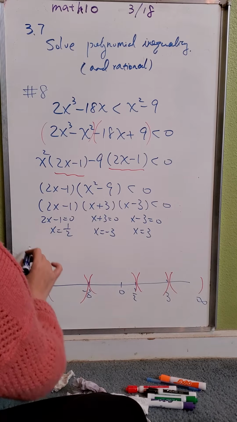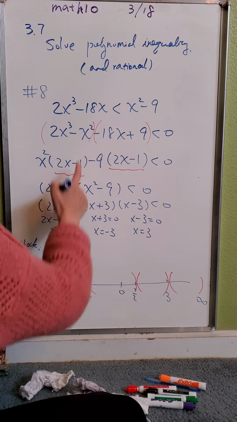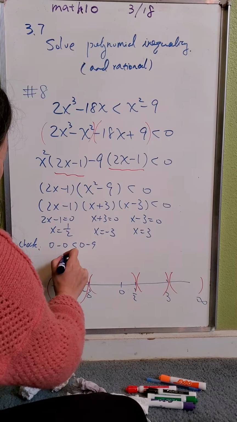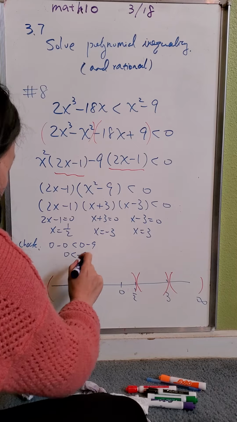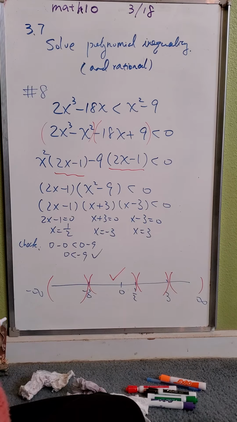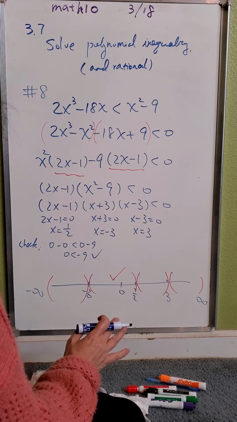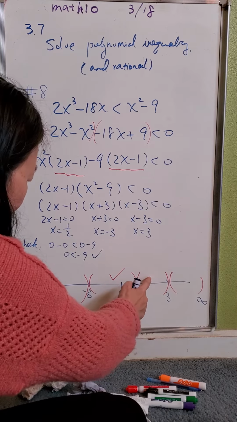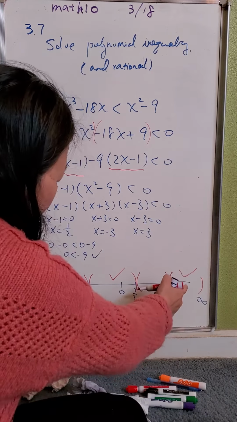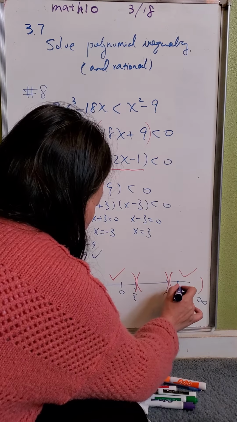So you can see 0 minus 0 less than... so I'm going to check here. 0 subtract 0 less than 0 subtract 9. So 0 less than negative 9, which is false. That's a false. So that means the answer is not going to come from here. Again, by the same way we did earlier, they alternate. So that means the last one should not work, and this one should not work, but this one should work. And we're going to check the one that we think may work. So we're going to pick 4.